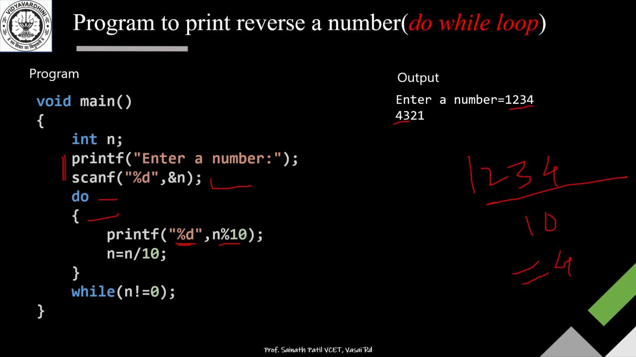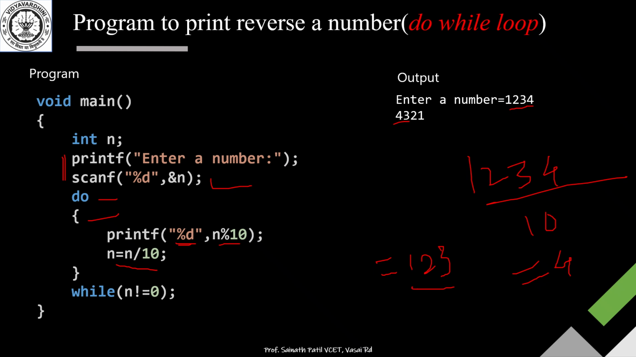Here n is an integer. So n is equal to n by 10, that is 1234 divided by 10. It will give the division, and the division will be the complete number 123. The point part will not be there. It will be truncated because we declared n as an integer. If it were a float, then it would have considered the decimal part. So n is equal to n by 10 gives the new value of n as 123.